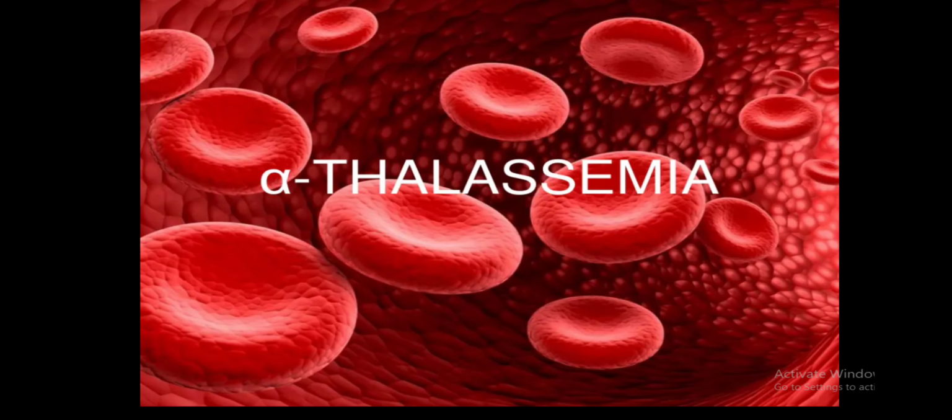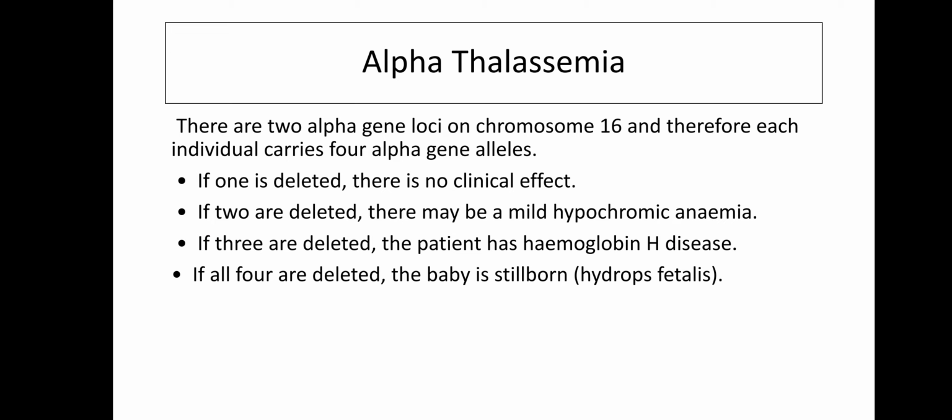Now coming to alpha thalassemia. Alpha thalassemia occurs due to mutation in chromosome 16. There are 2 alpha gene loci on chromosome 16, and therefore each individual carries 4 alpha gene alleles. So if one is deleted, there is no clinical effect. If 2 are deleted, the child can have a mild hypochromic anemia. If 3 are deleted, the patient has hemoglobin H disease, and if 4 are deleted, the baby is stillborn with hydrops fetalis.